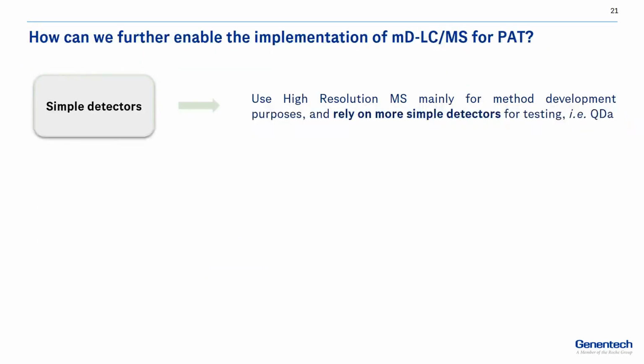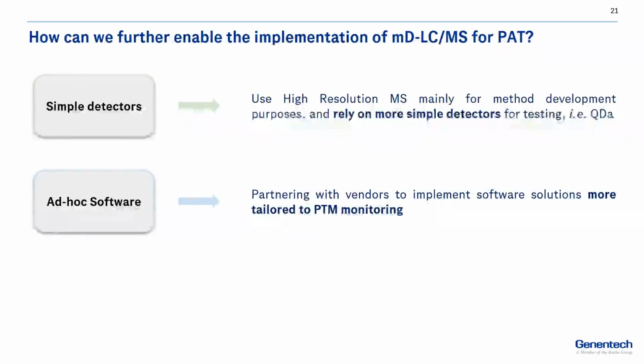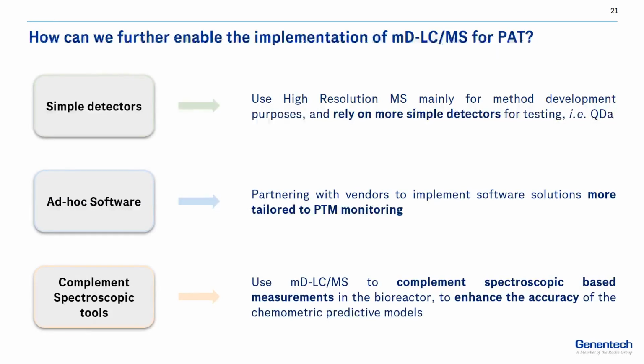Before ending this presentation, I wanted to share with you how we can further enable the implementation of multidimensional LC-MS for PAT. First of all, by use of a simple detector. Indeed, the use of high-resolution MS should be mainly dedicated to method development purposes, and we should rely on a simpler detector for testing, like QDa. Also, we should partner with vendors to implement software solutions more tailored to PTM monitoring. And finally, we should use multidimensional LC-MS to complement spectroscopic-based measurements in the bioreactor to enhance the accuracy of the chemometric predictive models.